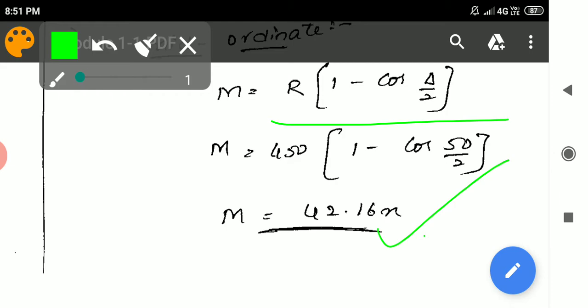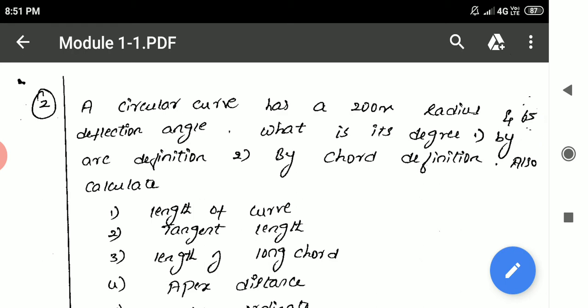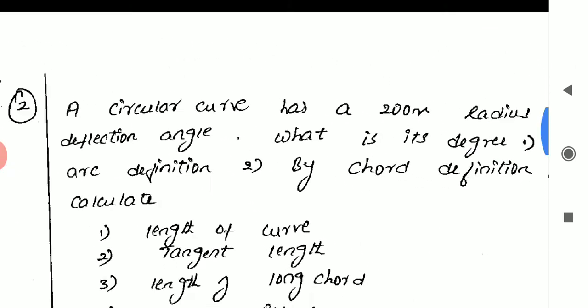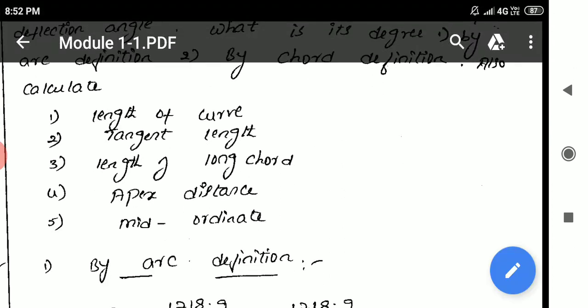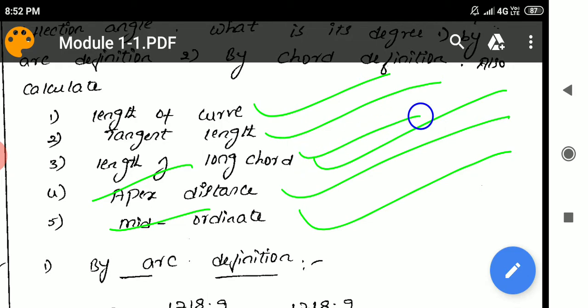Okay, next problem. A circular curve has a 200 meter radius and 65 degree deflection angle. What is its degree by arc definition and also by chord definition? Also calculate all these: length of chord, tangent length, length of long chord, apex distance, mid distance, E, M, capital L, PT and small l.